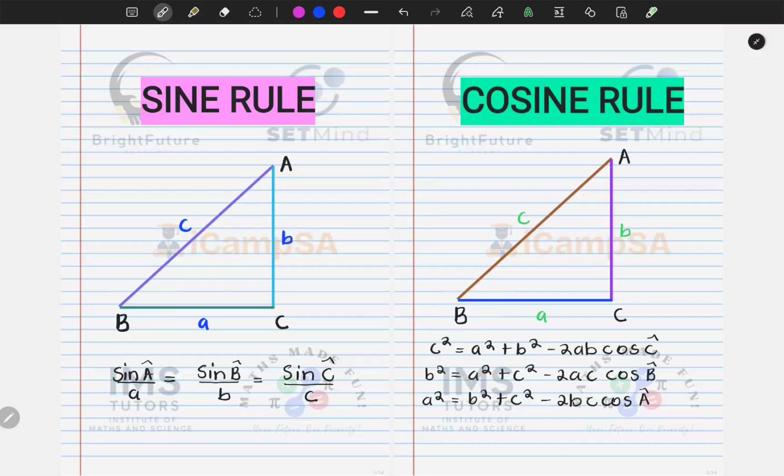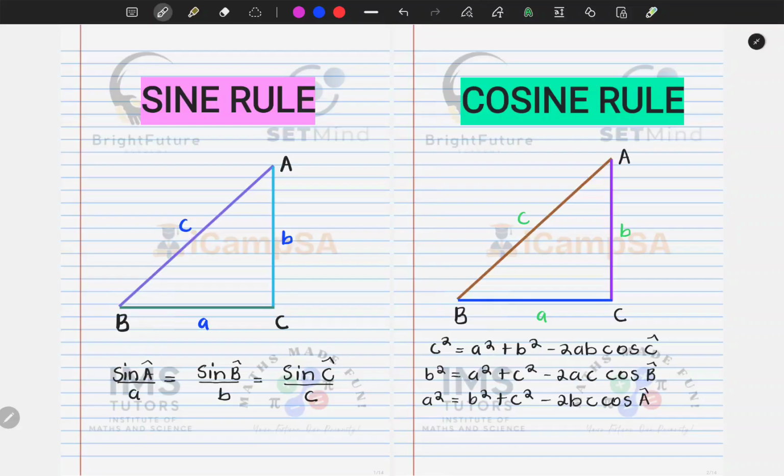In this lesson we are going to be looking at two very important rules, the sine rule and the cosine rule. So after this lesson you should be able to understand what the sine rule is, when do we use it and how do we use it, and you should also understand what the cosine rule is, when do we use it and how do we use it.